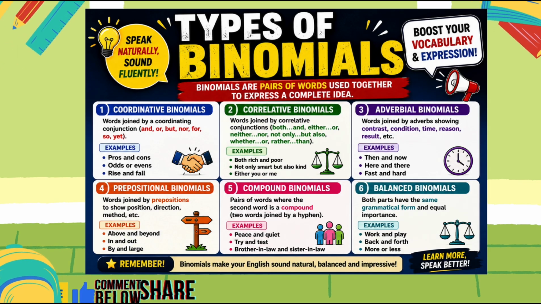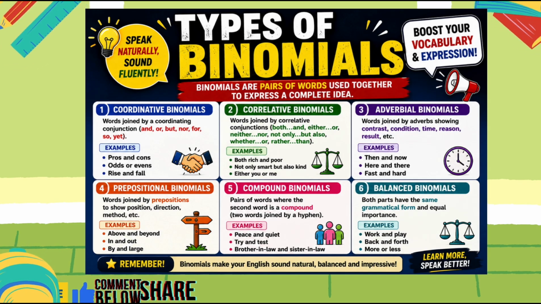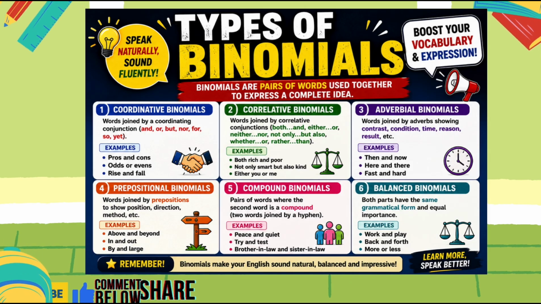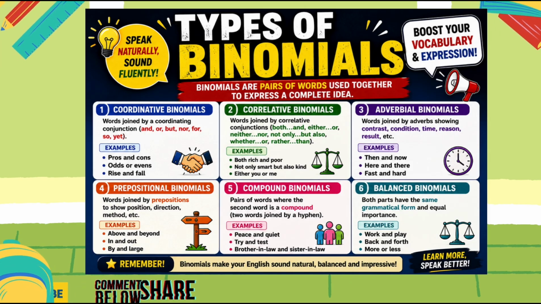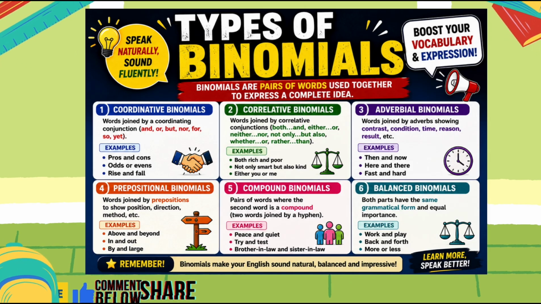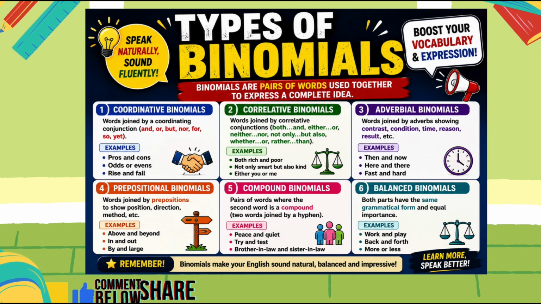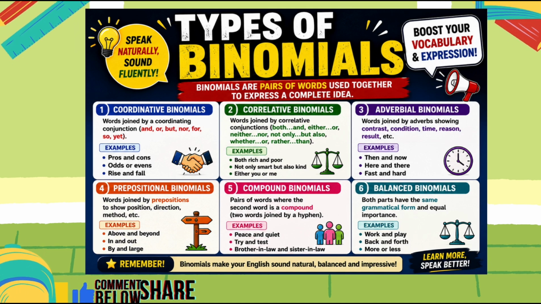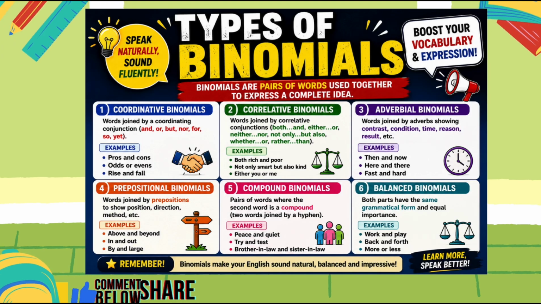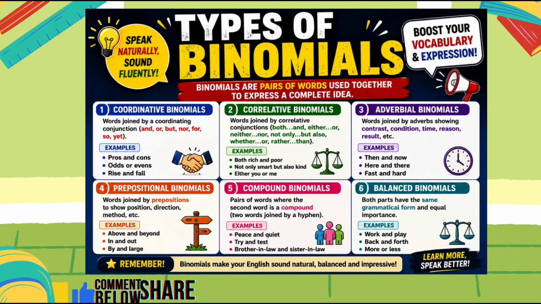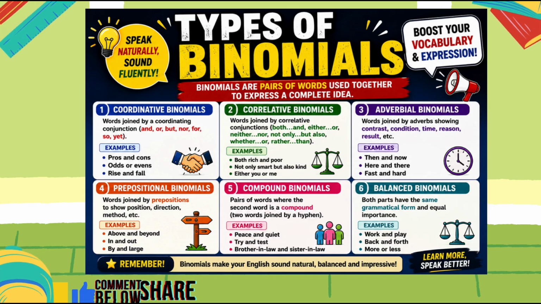Third, adverbial binomials, words joined by adverbs showing contrast, condition, time, reason, result, etc. Example: then and now, here and there, fast and hard. Prepositional binomials, words joined by a preposition to show position, direction, method, etc. Example: above and beyond, in and out.